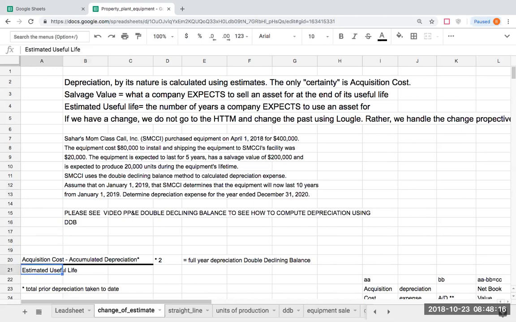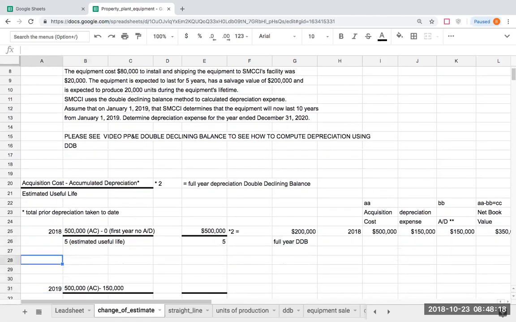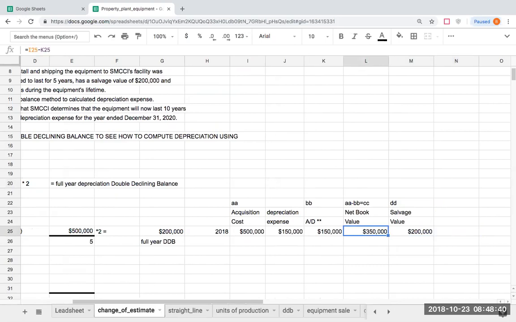So again, for the first year, when we're looking at double declining balance, the way we compute it is we have our acquisition cost minus the accumulated depreciation, or the amount of depreciation taken to date, divided by the estimated useful life times 2. And we got that for 2018. We came up with essentially 150,000.